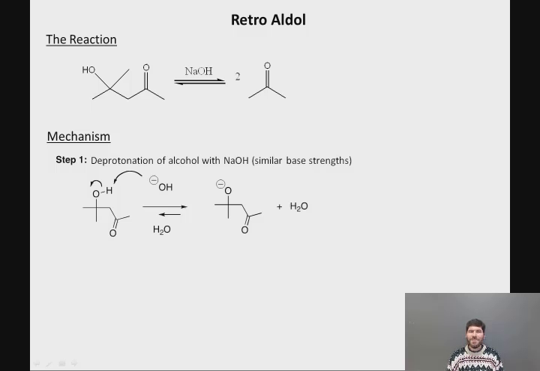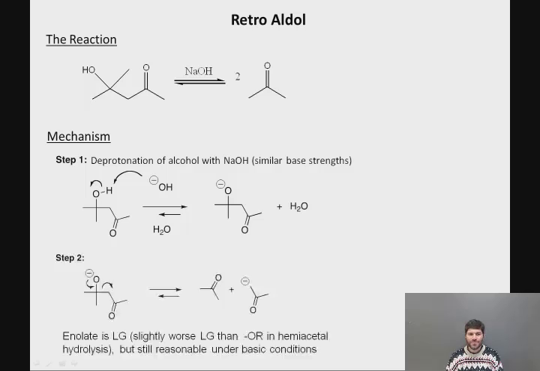So let's look at the mechanism of the retro aldol. Step 1 is going to be deprotonation of the OH alcohol with sodium hydroxide. The bases, the base on the left side, which would be OH minus, and the base on the right side, which would be OR minus, are similar in strength. So this is going to be an equilibrium process, and again, it's going to have an equilibrium constant of close to 1.